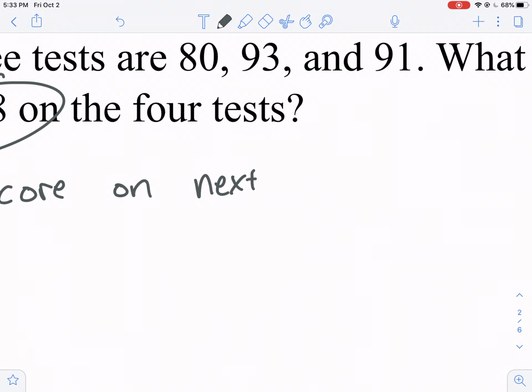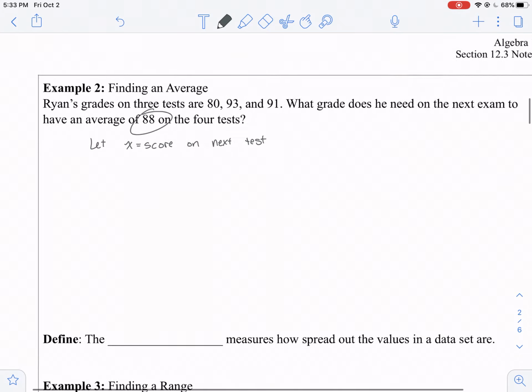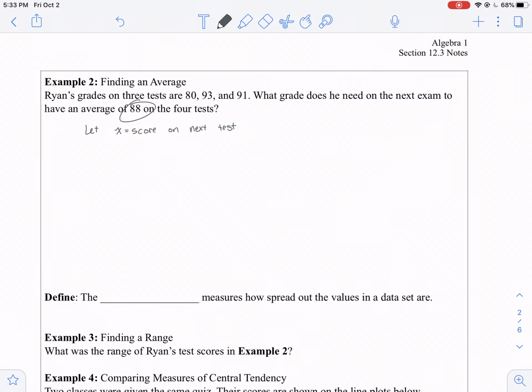Okay. Then his average is going to be 80 plus 93 plus 91 plus x all over 4. He'll have taken 4 tests, and that's how we'll find the average. And we want that average to be 88. So we're going to say that's equal to 88. Now let's solve for x.